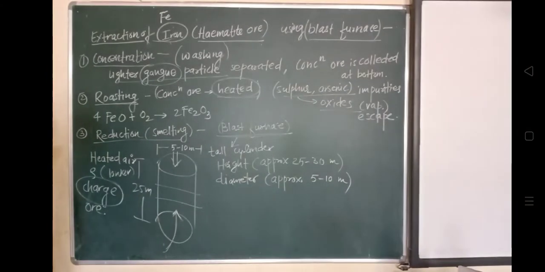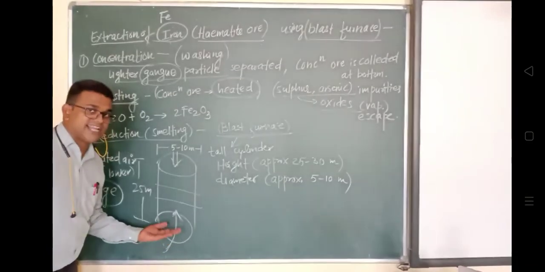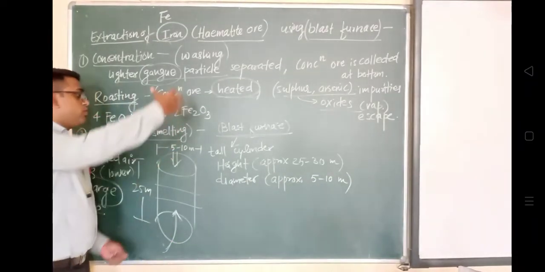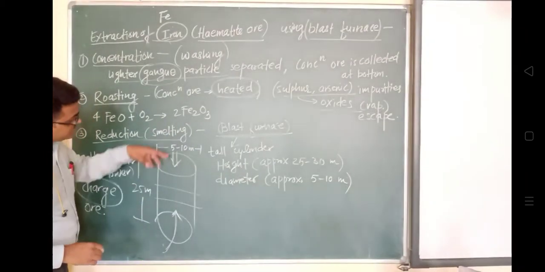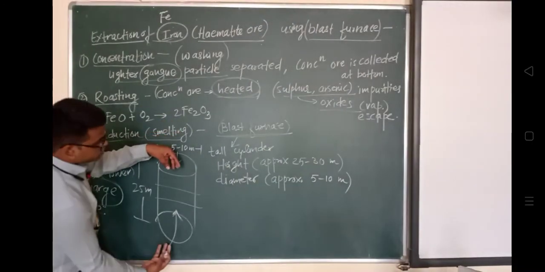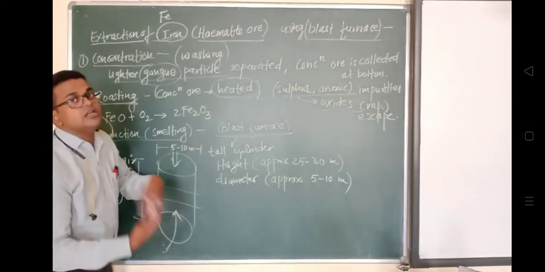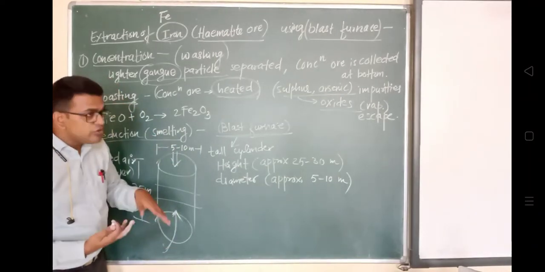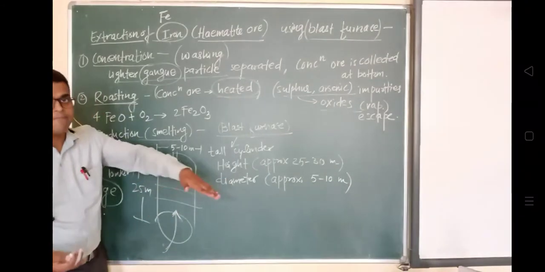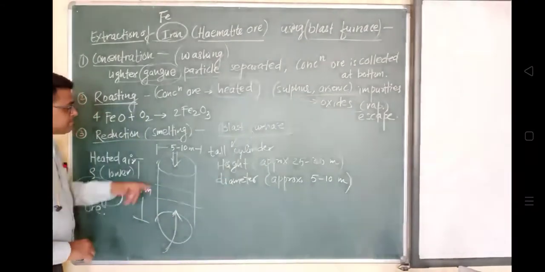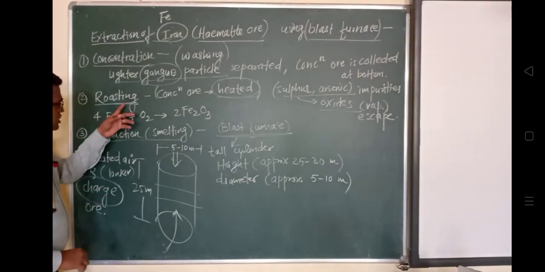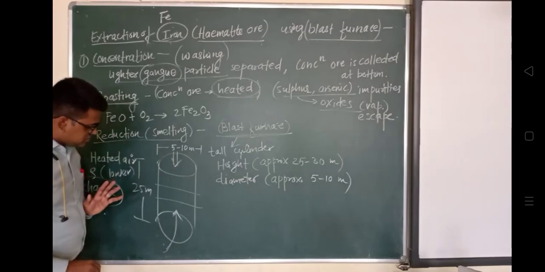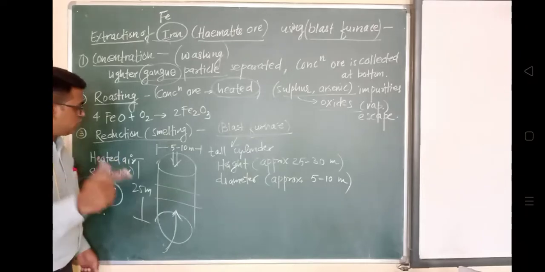Now you can see, we are burning something at the bottom, and something is poured in from the top, which we can call the charge. In this blast furnace, some fuel is burned over the bed. What will happen? This charge, or this roasted ore, will come in contact with this heated air and will melt. That is the process called the smelting process.